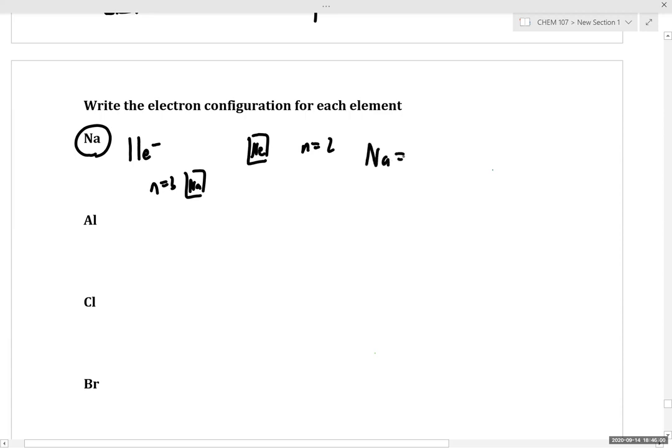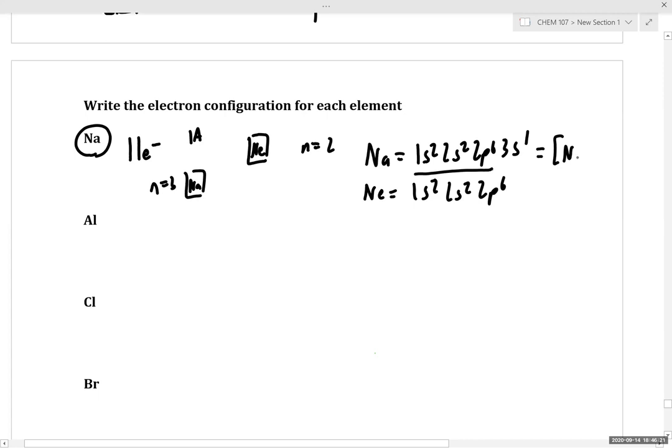So sodium has a configuration of 1s2, 2s2, 2p6, 3s1. Neon has a configuration of 1s2, 2s2, 2p6. So we're going to replace our inner shell electrons with just the symbol for neon. So that gives us an abbreviated configuration of neon 3s1. And as we see, we have 1 valence electron. Does this make sense to everyone?